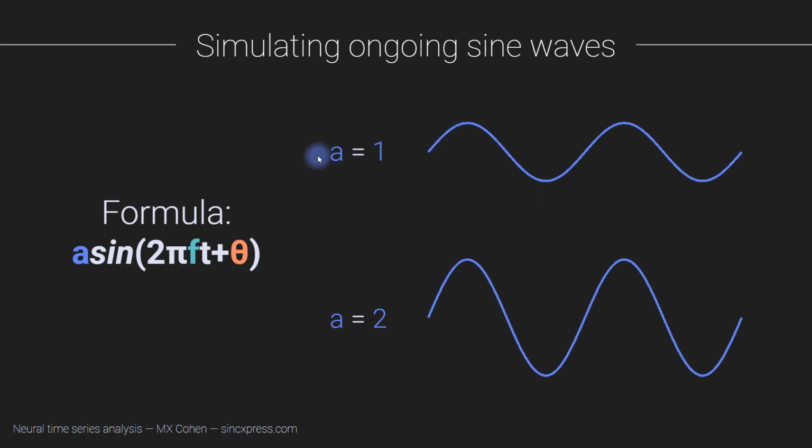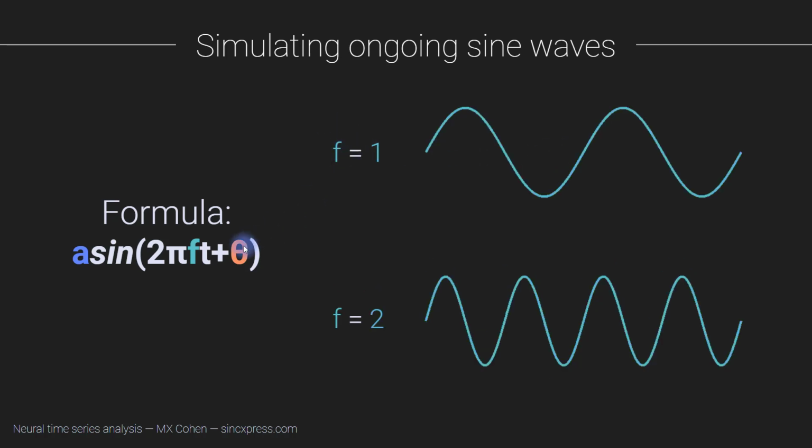So here you see a sine wave where the frequency and the time and the theta are the same, and all I've done is change the amplitude from 1 to 2. So the frequency is the same, the exact timing is the same, so they peak at the same time, they have a trough at the same time, but a equals 2 gives us a higher energy, so more energy in this sine wave compared to this sine wave. All right, so that's the parameter a.